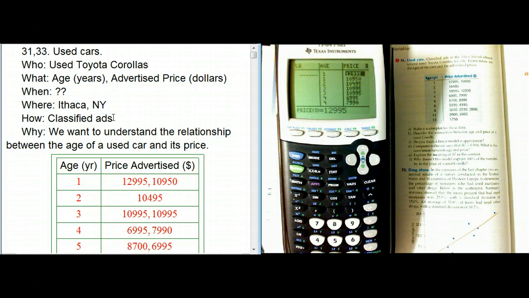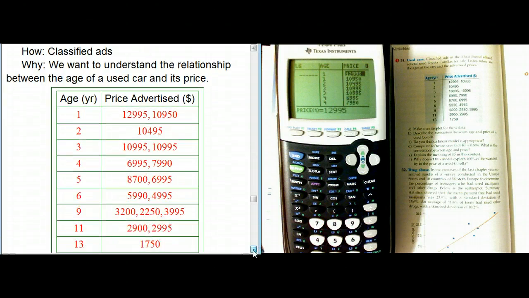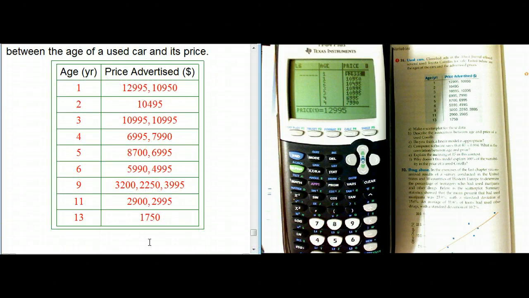Just looking at prices in classified ads, we can figure out the age in years and the advertised price in dollars. And we want to understand the relationship between those two variables. And so here's the data. Here's the book's version, but you probably can't read that too well. Here's the data. And so the first thing they ask us to do, and the first thing you would always do with this kind of thing, is make a scatter plot.